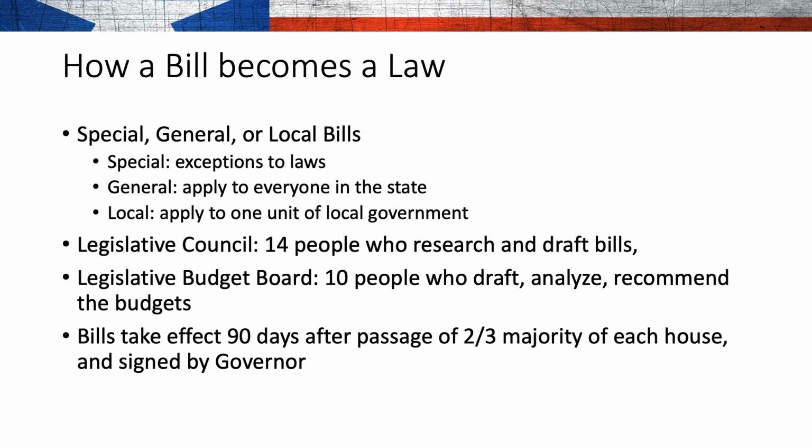A legislative council is a council of 14 people who research and draft bills. They will take an idea and figure out the best way to word the bill, and figure out whether it's really a good idea or not. And then the Legislative Budget Board is a board of 10 people who work with the budgets. They'll draft, analyze, recommend budgets, make sure that everything is balanced. Like I said, Texas has a constitutional provision that requires that our budgets be balanced.